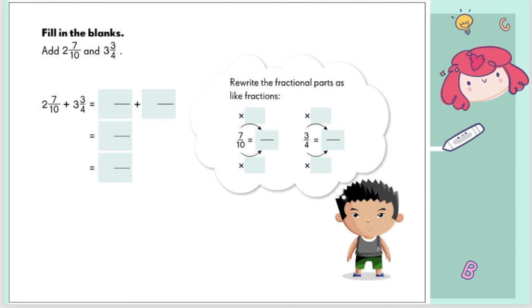One last example. Let's add 2 and 7 over 10 and 3 and 3/4. Focusing on the whole numbers, we can add 2 and 3 together, and this will give us 5. Now 10 and 4. Let's rewrite the fractional parts as like fractions. 10 and 4, they have a common multiple of 20.